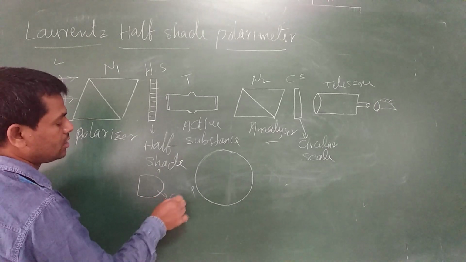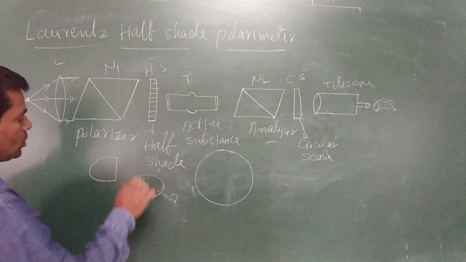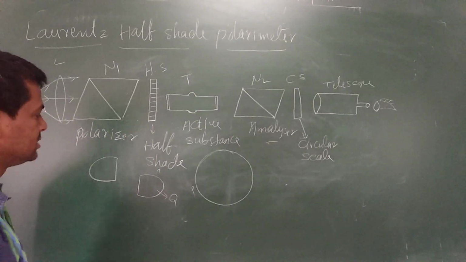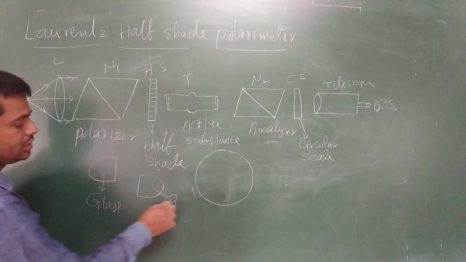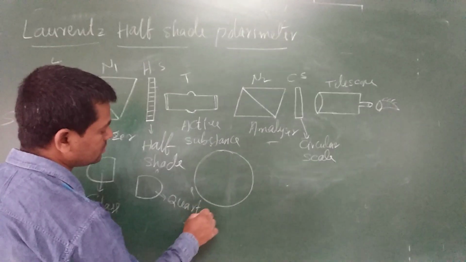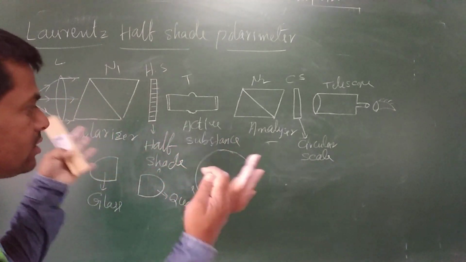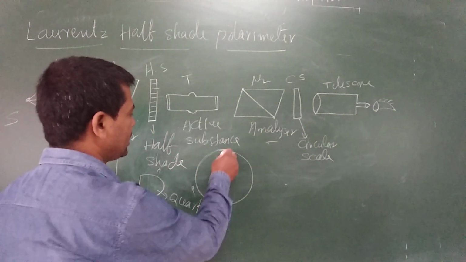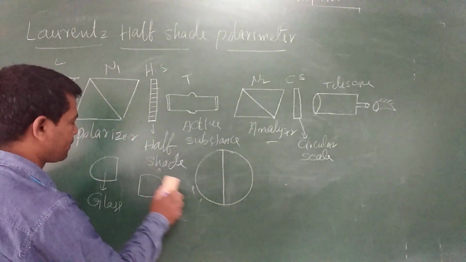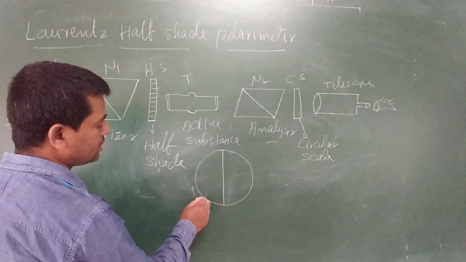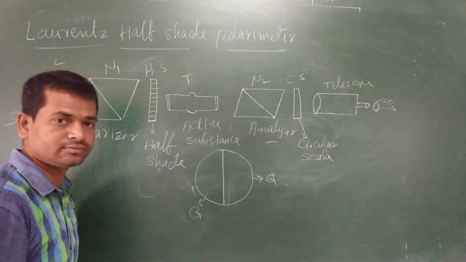Let it be a quartz plate and one more semicircular plate. That is glass. It is quartz, and join them together. They form like this. Okay. Now it is what? It is glass and this is quartz.